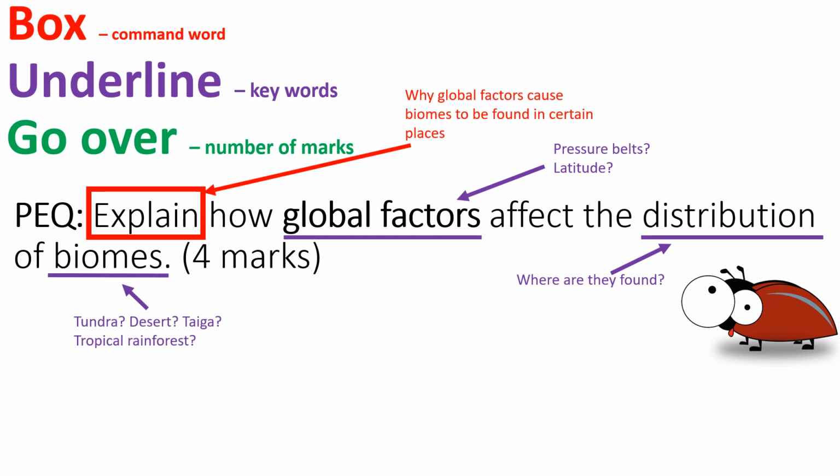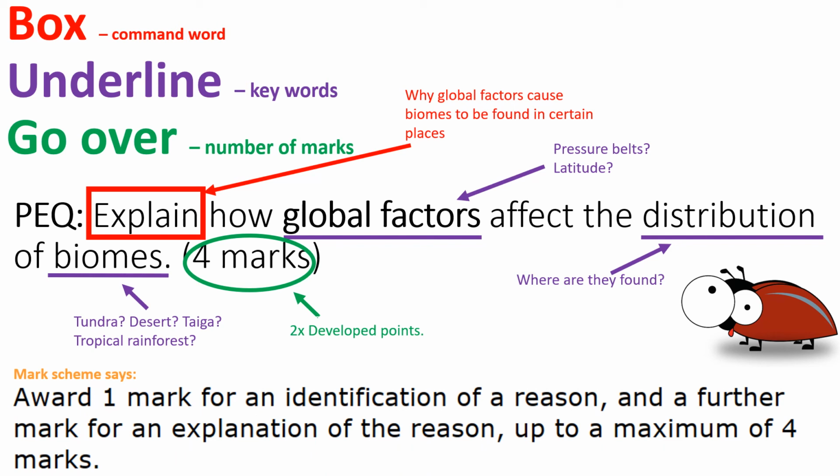Biomes could be tundra, desert, taiga, tropical rainforests or temperate forests. And then it's a 4-mark question, which means you need 2 developed points. So you are going to need to, for this question, explain how pressure belts affect the distribution of some biomes and explain how latitude does too. You can use the information from the slides that we've just been through and the information from your table in order to answer this properly.